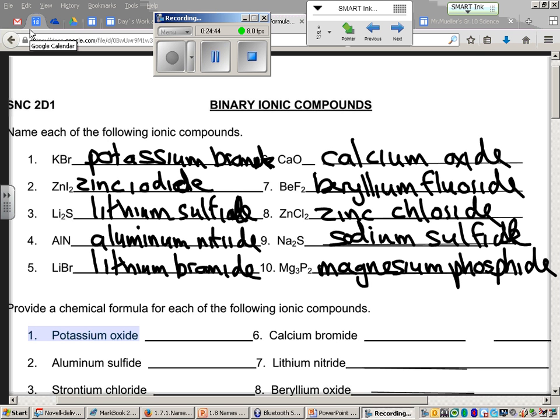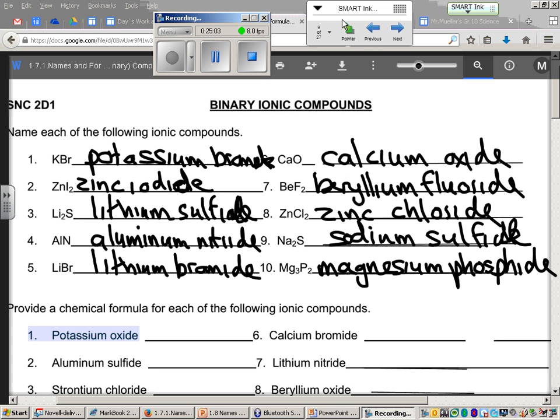Okay, like I said, easy naming system. No need to worry about the numbers. We now know where the numbers come from. They come from the charges. But naming is easy. Name the front chunk, name the back chunk, and the back end is IDE when it's binary. It'll change a little bit on Monday when we do the polyatomic ones. They're going to have some new endings, but you'll be fine.